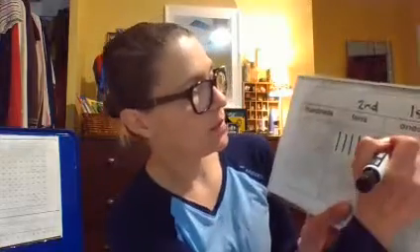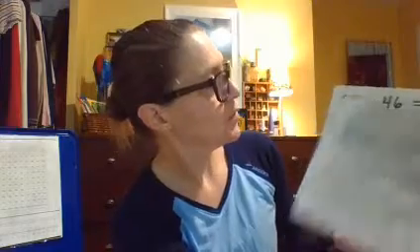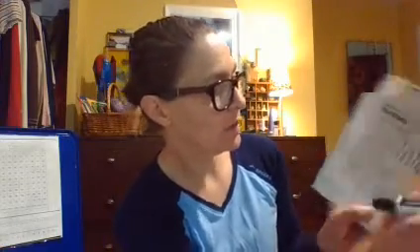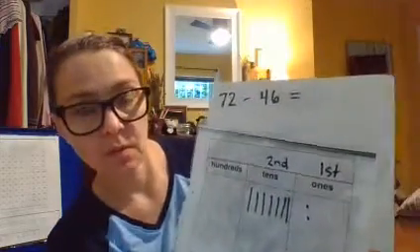I'm going to show 72. So I'm going to do 10, 20, 30, 40, 50, 60, 70, and then 2. Oh, sorry, 72 minus 46. So we have 72 minus 46. Oops. So now I'm going to make sure that I have enough in my ones, and I don't. I only have 2 ones.